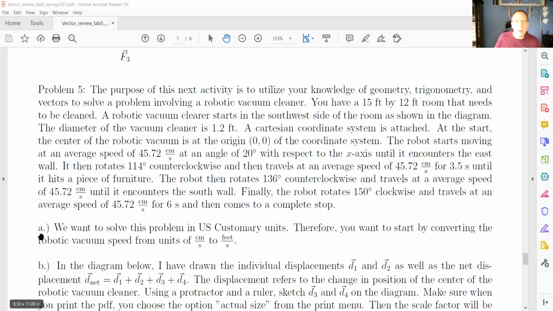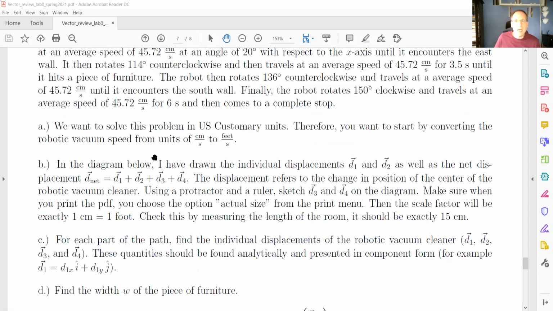Okay, so then I broke the problem up into steps. The first step is we want to solve this problem in US or English units, right, in feet per second. So you need to convert, first of all, the average robotic speed from centimeters per second to feet per second. So do that first, right? Convert from centimeters per second to feet per second.